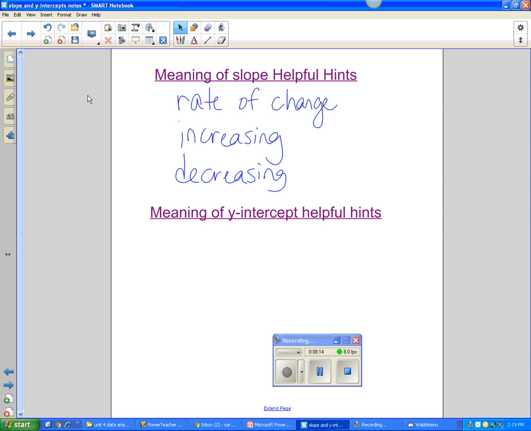What about the y-intercept? Own it. I like it. Starting value. Anybody else?